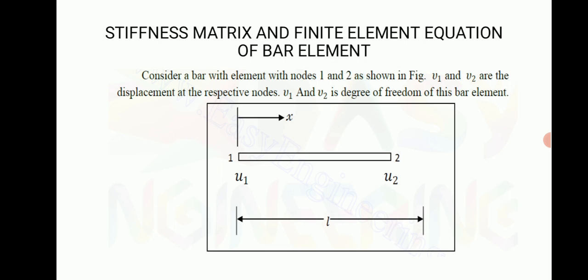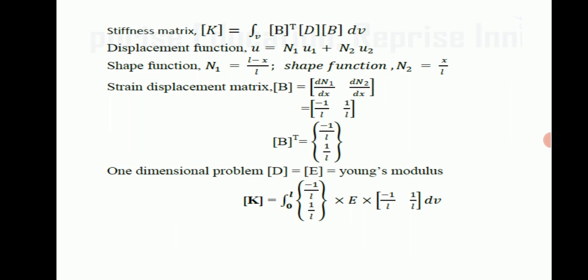And next one is the stiffness matrix and finite element equation of bar element. Same, we want to consider a bar element with nodes 1 and 2, same like the shape function derivation, and U1 U2 are the displacements at the respective nodes, and U1 and U2 are the degrees of freedom of this bar element. Same, we want to know the general stiffness matrix equation. K is equal to the integral of B power T, matrix of D, matrix of B, into dV. B is the strain displacement matrix and D is the stress strain relationship matrix.